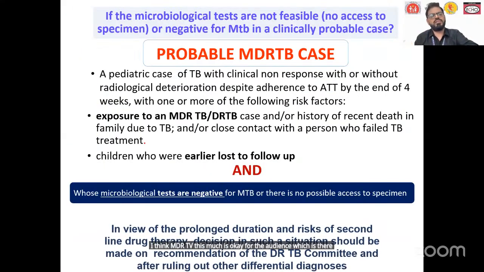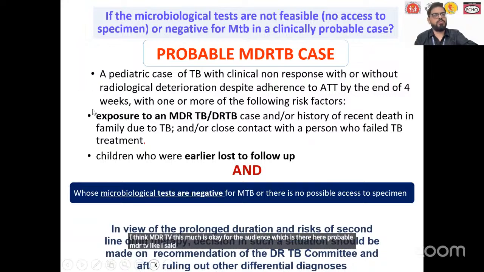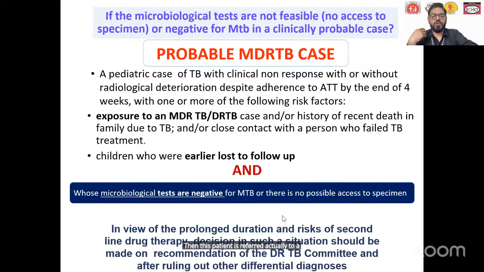Probable MDR-TB, like I said, there is nothing like probable MDR-TB. It has to have a microbiological diagnosis. Very rarely, even after all the attempts of multiple sampling, you're not able to get a microbiological test and the patient is deteriorating; then this patient is referred to a DRTB committee. All the medical colleges in our country are nodal DRTB centers, and they have a DRTB committee.